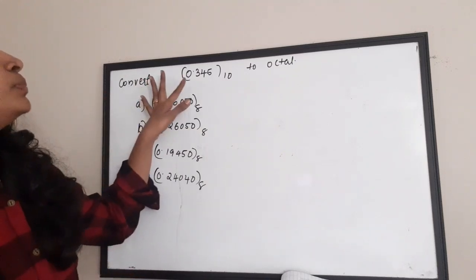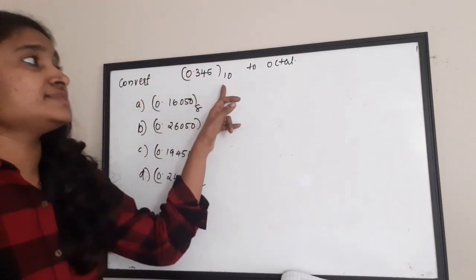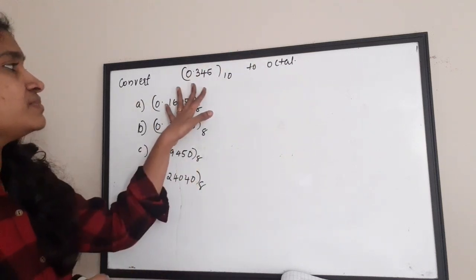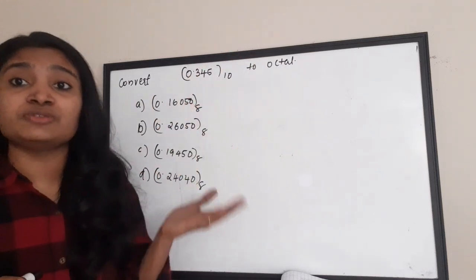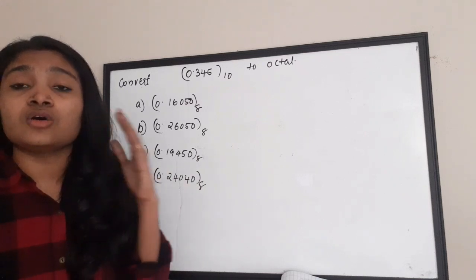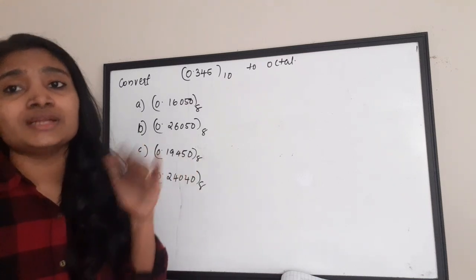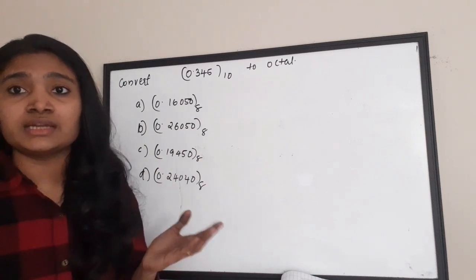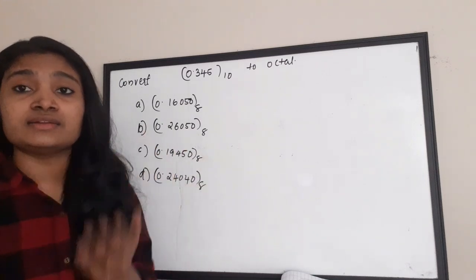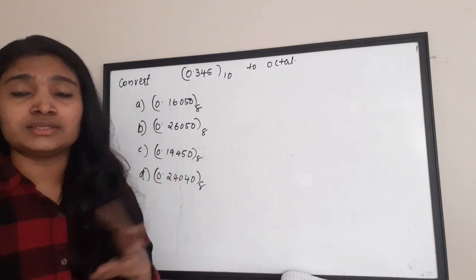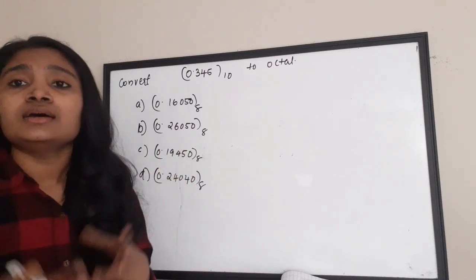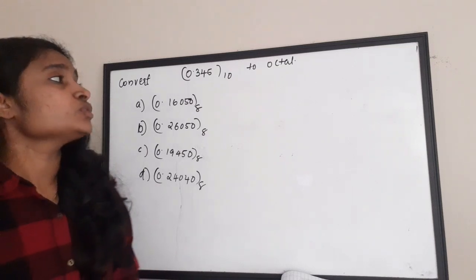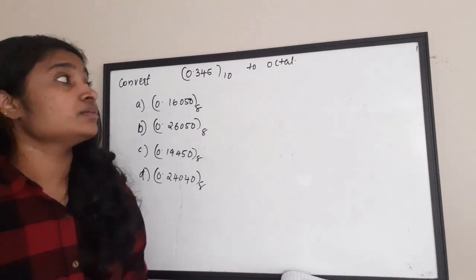Convert 0.345 to the base 10, that is a decimal number, to octal number. Okay, so how to convert a decimal number to octal number? Just before, we have done octal to decimal conversion, that is we have multiplied with powers of 8, that is 8 square, 8 raised to 0, the corresponding values. Likewise we have multiplied with the 8 powers to convert octal to decimal.